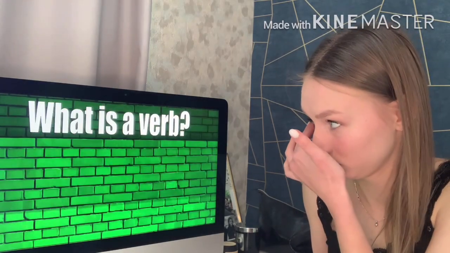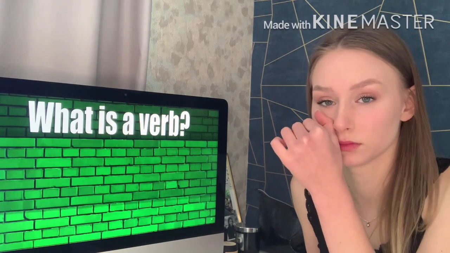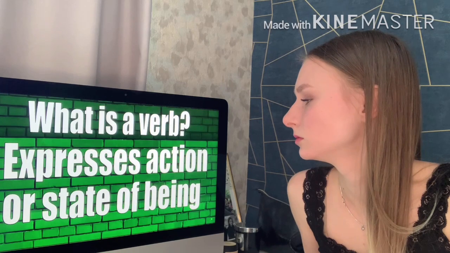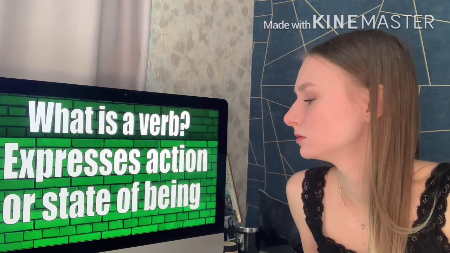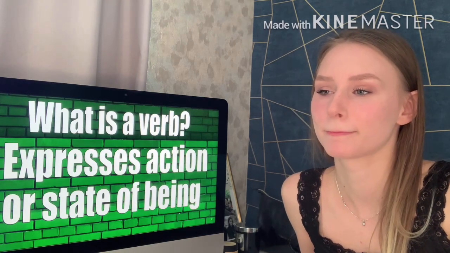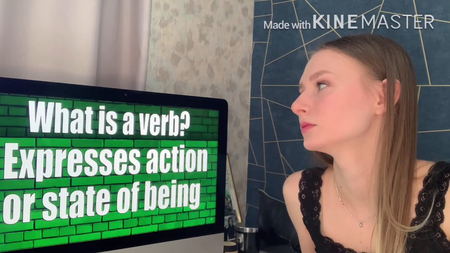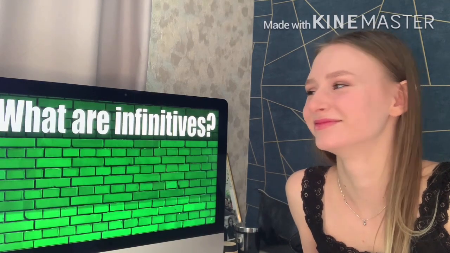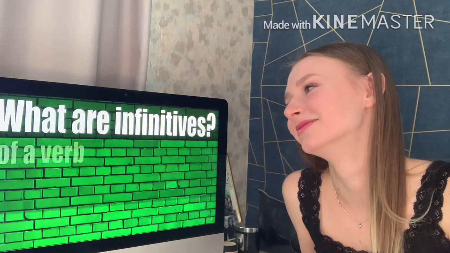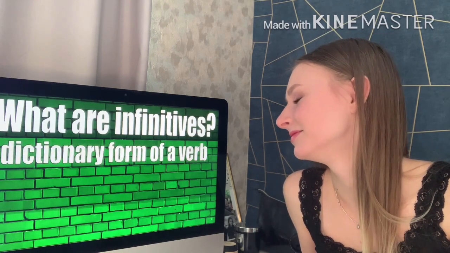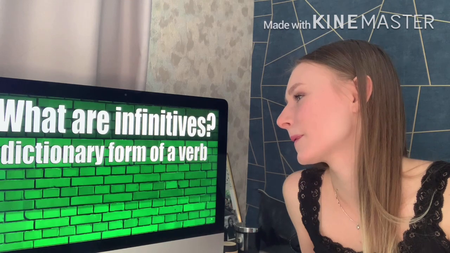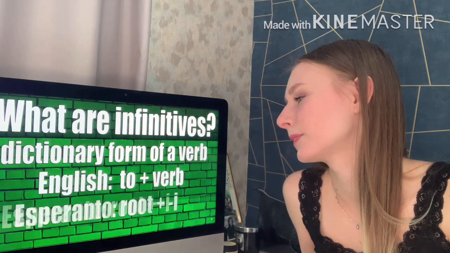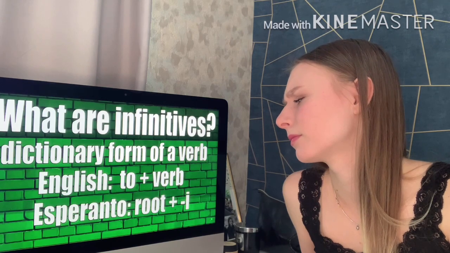Now, before I teach you what infinitives are, you have to know what a verb is. A verb is a word that expresses action or a state of being. And I'll show you a few examples after I tell you what infinitives are. An infinitive is just the dictionary form of a verb. In English, this is usually expressed with the word to plus the verb, but in Esperanto, it's just the root word plus the I ending.